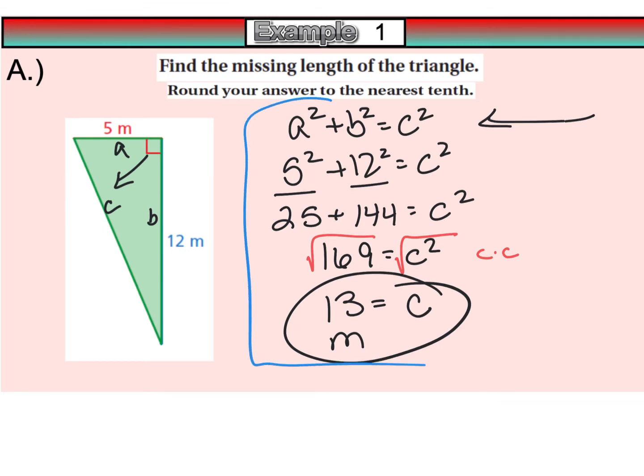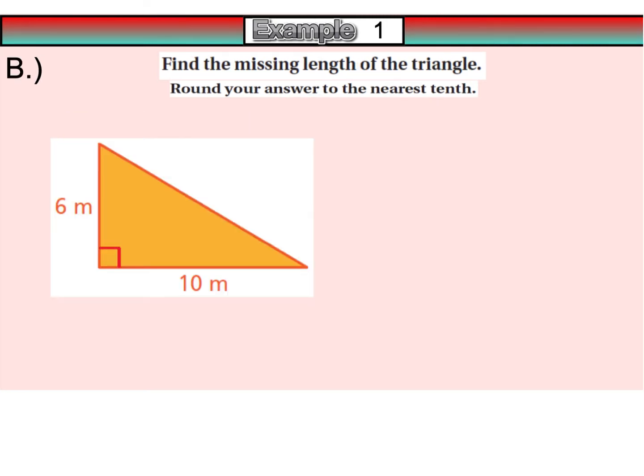And every problem you do today, you're going to do this whole thing. I want to see every single step. So let's do it again. I've got A, I've got B, I need to find C. So first line, Pythagorean theorem.